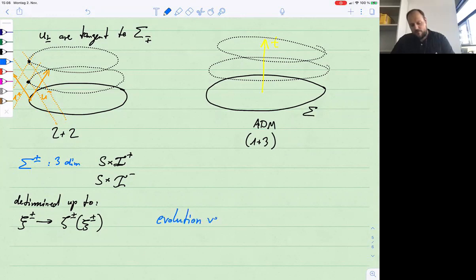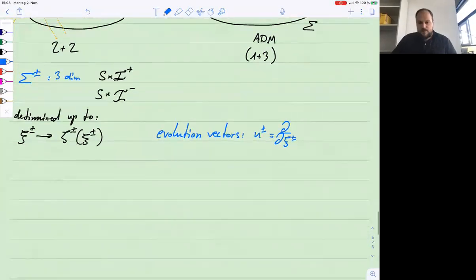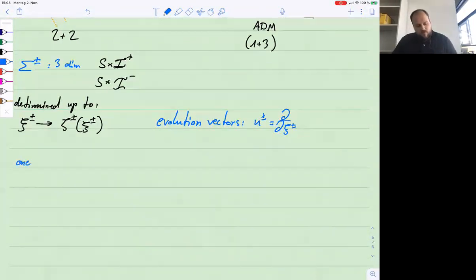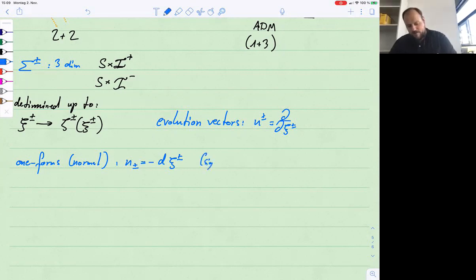Okay, so we can think about the evolution vectors, u plus minus, as the derivative, just as in normal GR, the change in the parameter, and we can construct one forms out of this, and those are the normal one forms, n plus minus, and they're just like this. The minus sign here appears because when we want this to be future directed, we need to put a minus sign here in order to have the one form also future directed, and the opposite goes for past directed. So this sign actually only ensures that their orientation is the same. So I just put a sign for time orientation.